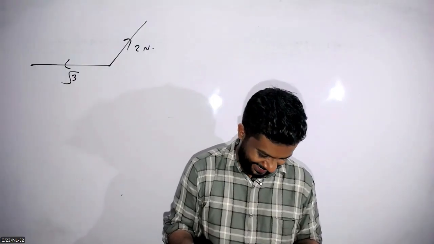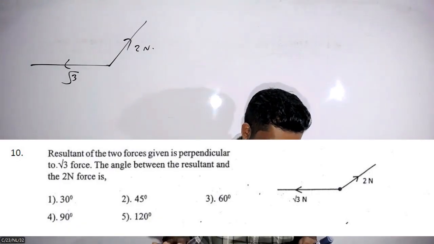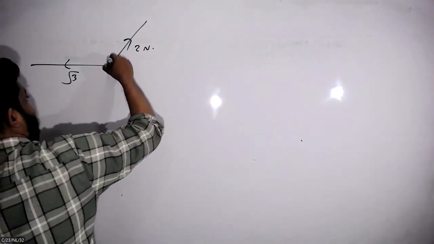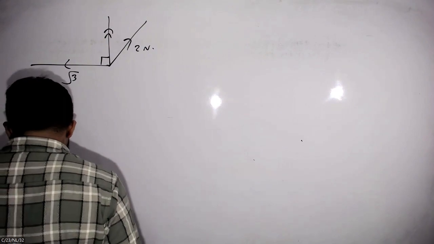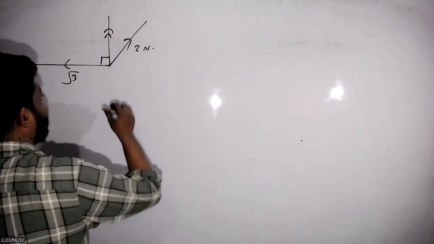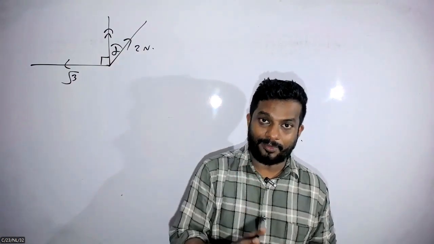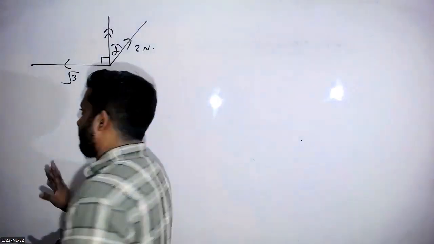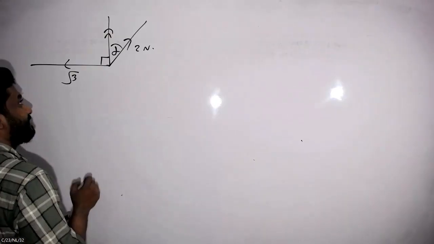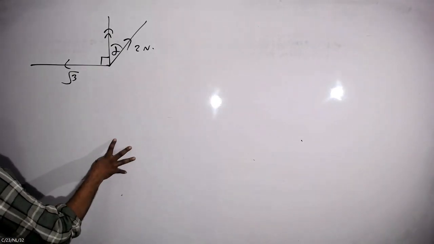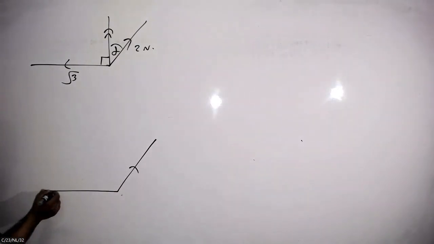Let's see the question number 10. Resultant of two forces given is perpendicular to root 3. Resultant is perpendicular to the root 3. The angle between the resultant and 2 Newton forces, you need to find this angle. Did you remember last day we discussed the same question by using a parallelogram law? We discussed 3 types of parallelogram that you can obtain for the obtuse angles. Then you can select the relevant parallelogram according to the given data. Then you can construct this parallelogram for this diagram.